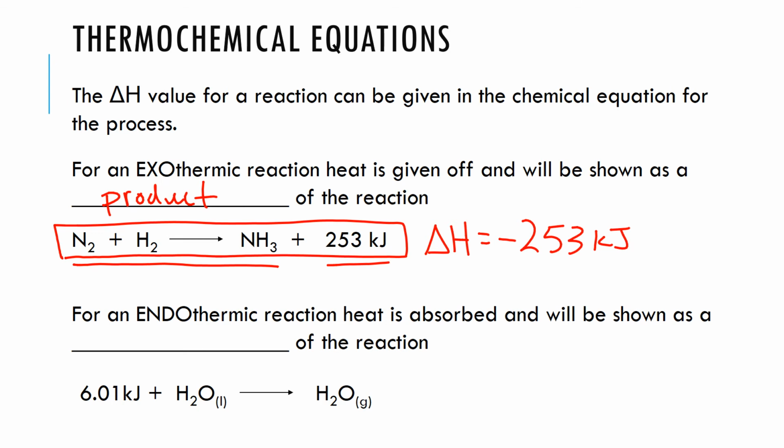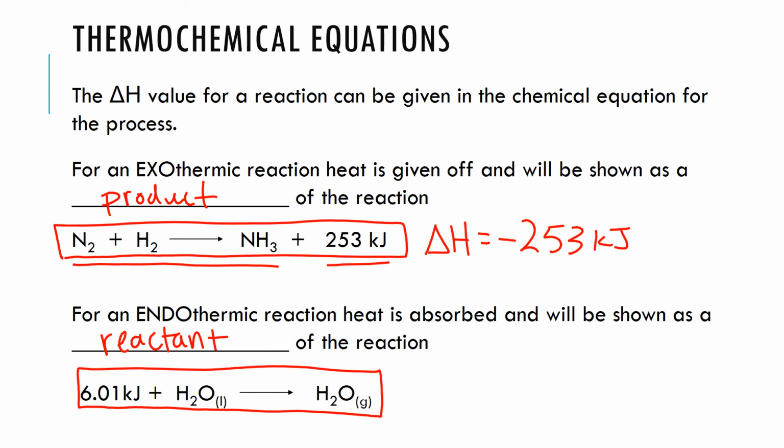So for an endothermic reaction, heat will be absorbed and it will be shown as a reactant of a reaction because energy is needed to get the reaction going. So an example we have down here is the boiling of water. We're going from liquid water to gaseous water. So we know that that is an endothermic process, so we have to put energy into the water in order to make it boil. Right? So in this case, you could also see delta H written aside as just 6.01 kilojoules because it's an endothermic change, the value will be positive.